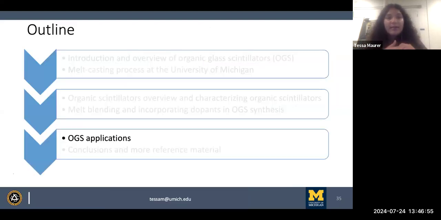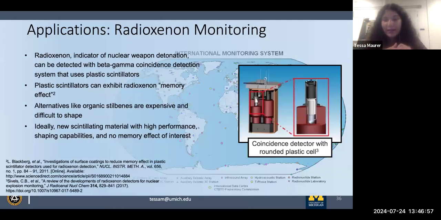Okay, next is applications. I am getting close to time, so I'm going to try to go through this fast. One of the applications I have been working on, which is why I was looking at glass in the first place, was radioxenon monitoring.